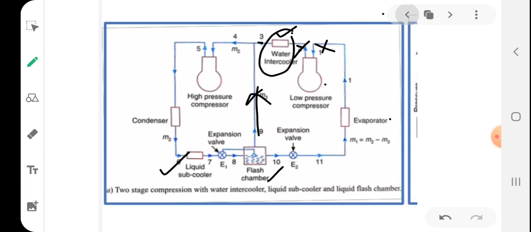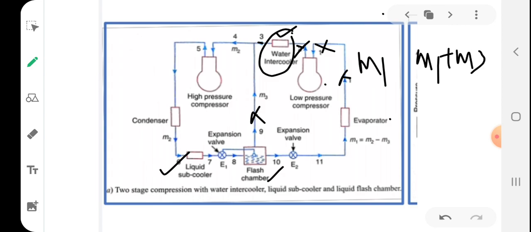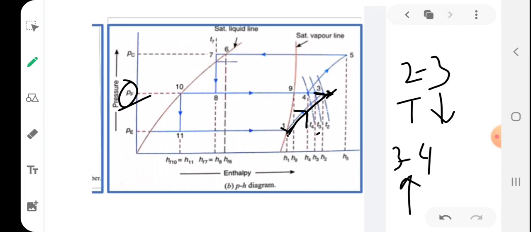A mixture from the flash chamber. Its mass is M3, and this mass is M1. With M1, M3 is getting added: M1 plus M3 is equal to M2. So a stream from the flash chamber is getting added with the mixture that is coming from the water intercooler. What happens to the mixture coming from the water cooler?